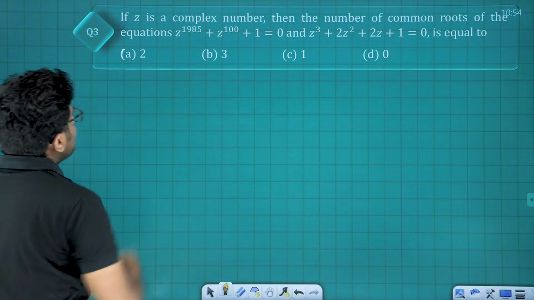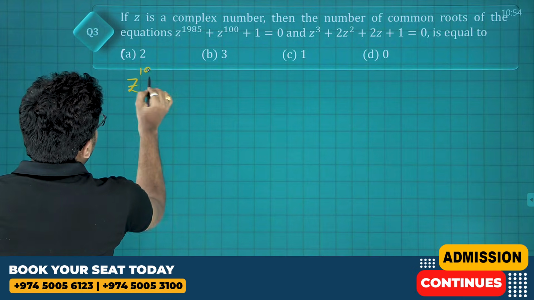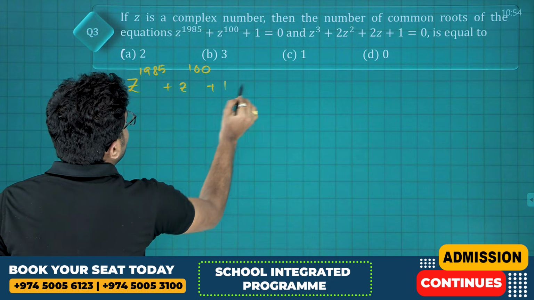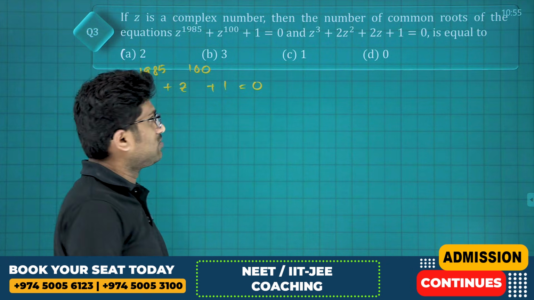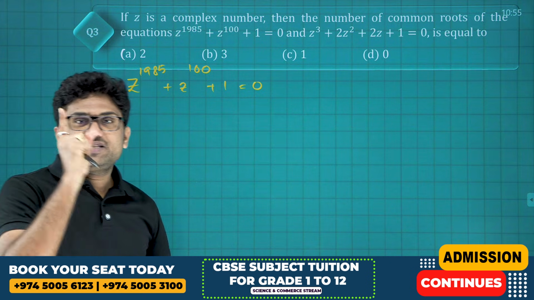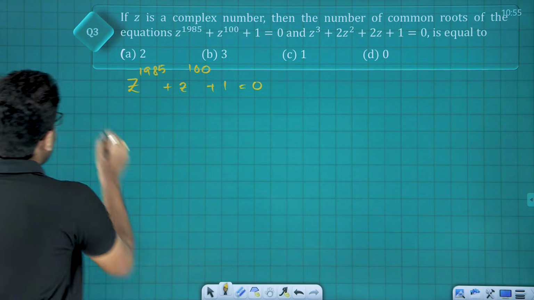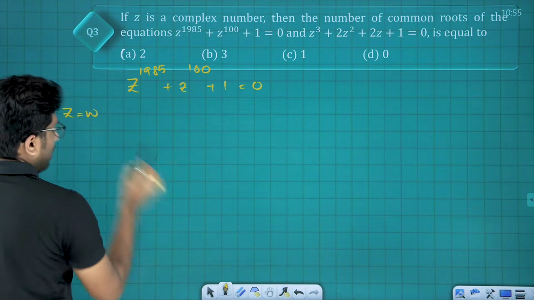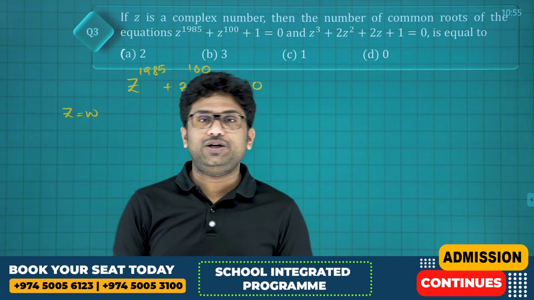Now coming to the two equations. z power 1985 plus z raised to 100 plus 1 equals 0 is one equation, and the other equation is z cube plus 2z square plus something. First check z equals to 1. Put z equals to 1, will it satisfy? No. Then put z equals to omega. What are 1, omega, omega square? They are the cube roots of unity.